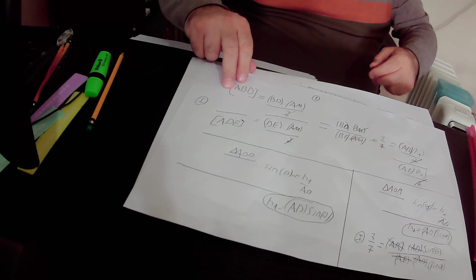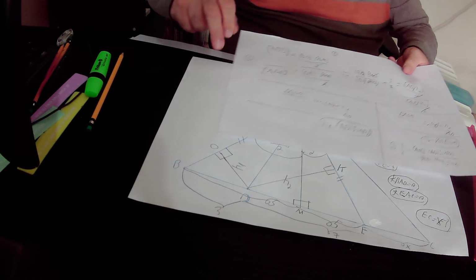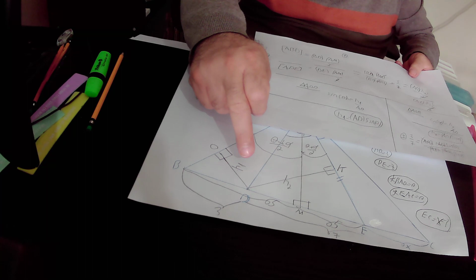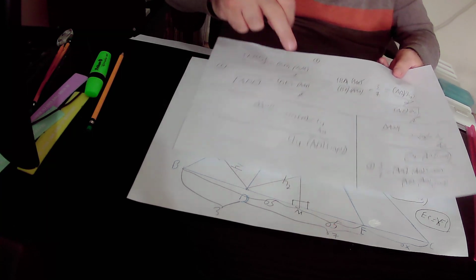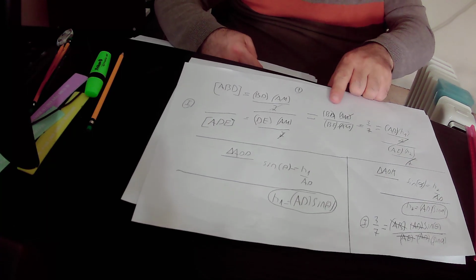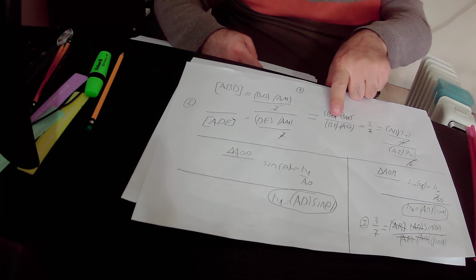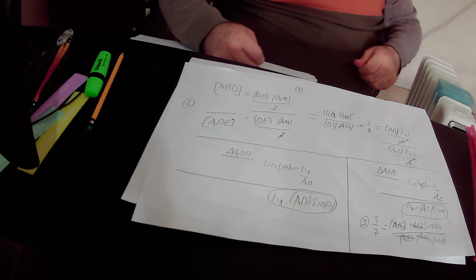According to what is given in the question, BD equals 3 units and DE equals 7 units. So here we can write down that BD equals 3 units and DE equals 7 units.